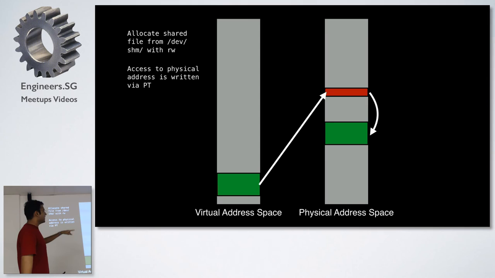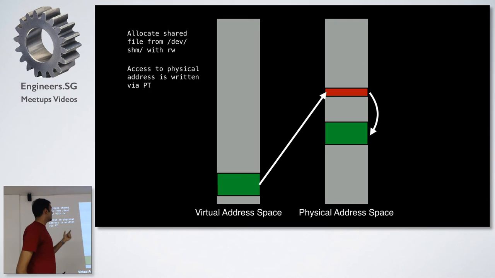In actuality, it's controlled by page tables, because for every single mapping there's an entry there. What's written in the page table is that this process's address is linked to that address in physical memory. That's what a page table is.